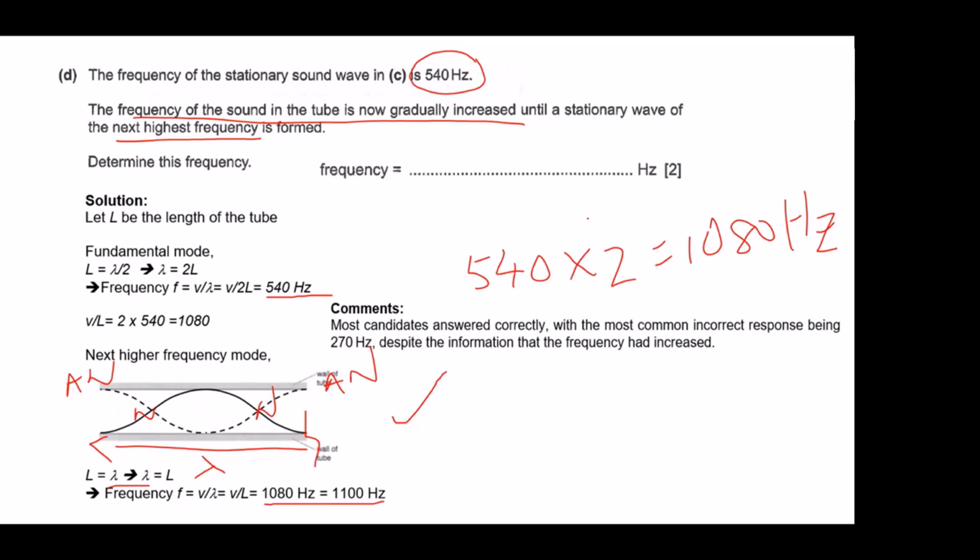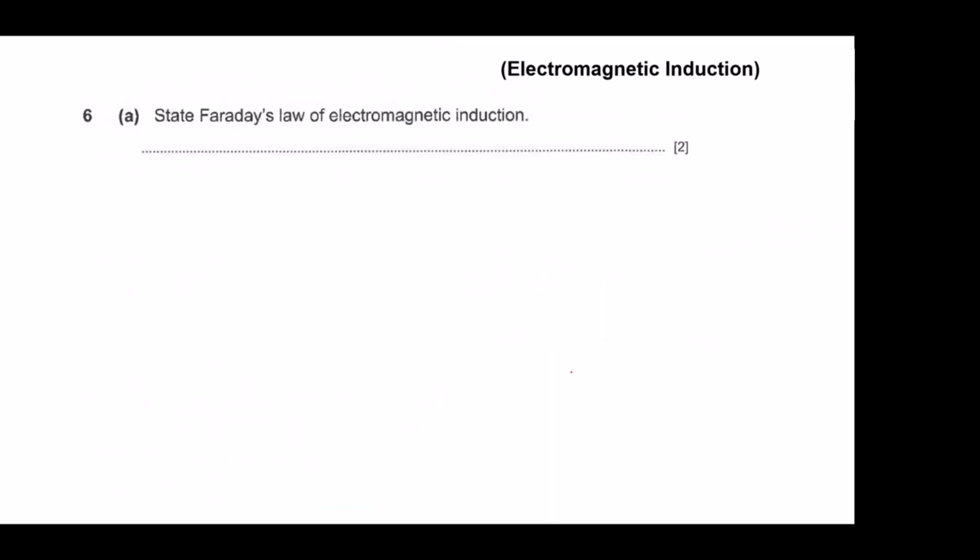Okay, most candidates answered correctly. Of course, some of them thought it's a lower frequency, 270, right? But they already told you the fundamental frequency is 540, right? And the next highest frequency. So the frequency has increased. This is already told to you, right? Frequency has increased, so it must be higher than 540 Hertz. Okay, let's go on to question 6.